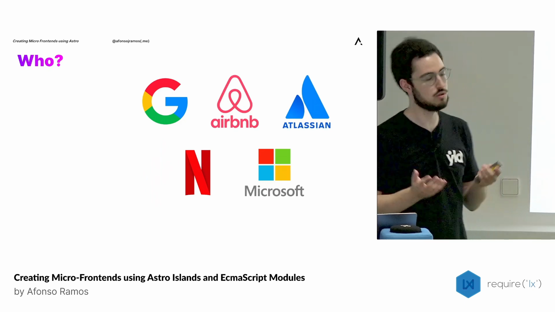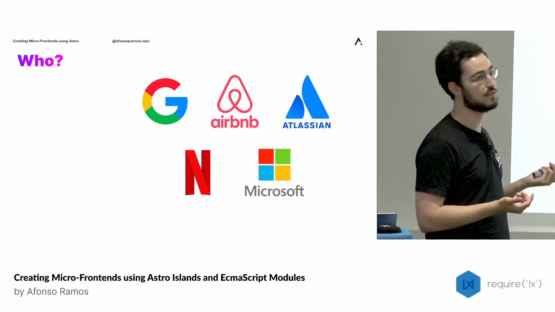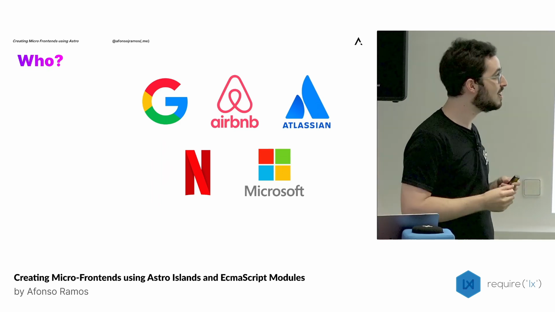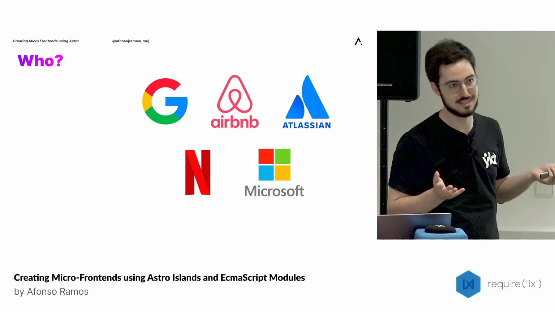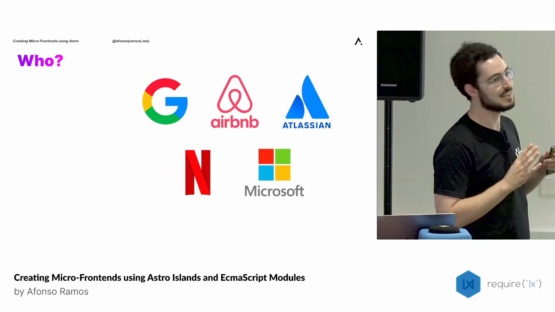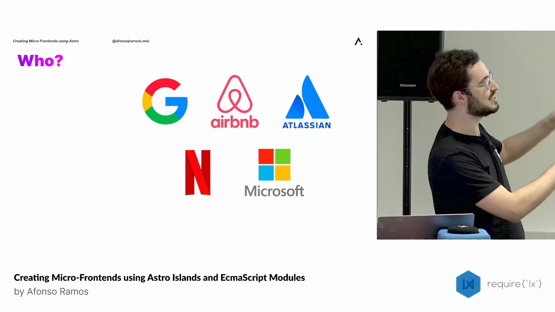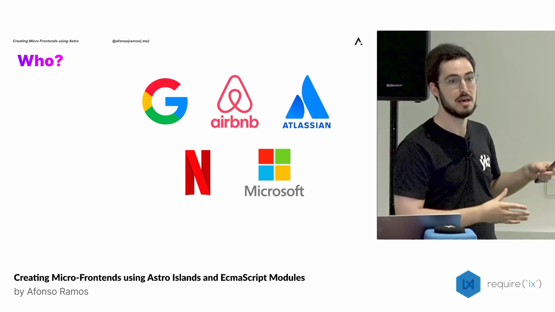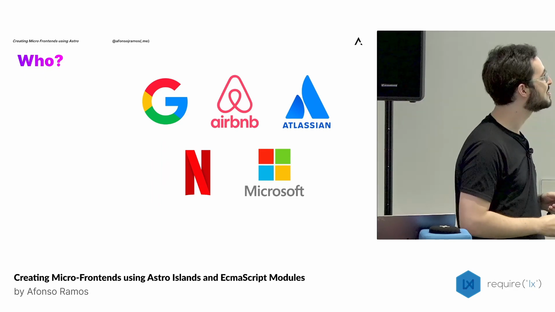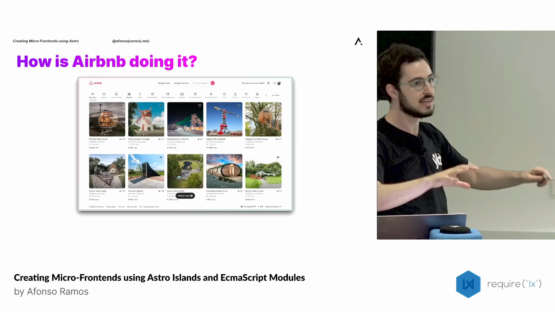So who uses micro-frontends? Google, Airbnb, Atlassian, Netflix, Microsoft, Volkswagen, a lot more. A lot of companies use micro-frontends, and you can already tell these are large companies, maybe with thousands of employees, like Volkswagen. So why is that? Let's take an example to zoom out a bit.